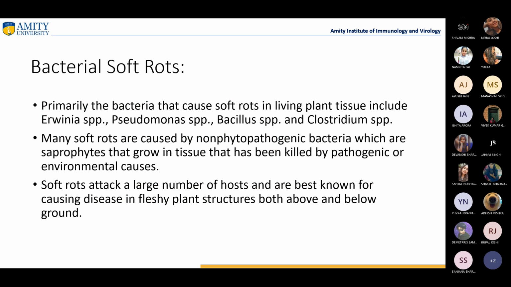Then we have bacterial soft rots also, right? Last time we discussed the soft rots caused by fungus, and here there are bacterial soft rots.